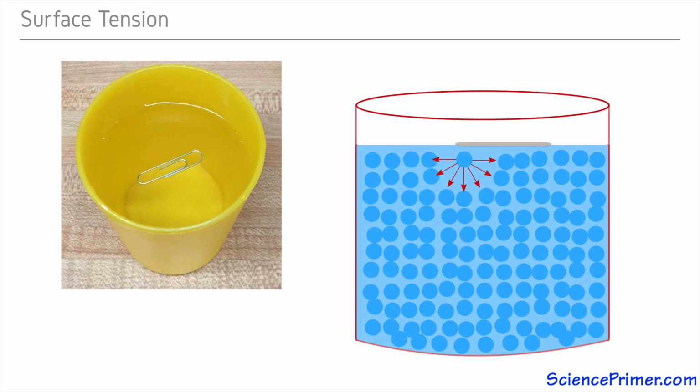Surface tension is caused by the attraction of water molecules to each other due to hydrogen bonding. This strong attraction between water molecules is also why water has such a high melting point, a high boiling point, high specific heat, and high latent heats of melting and vaporization.